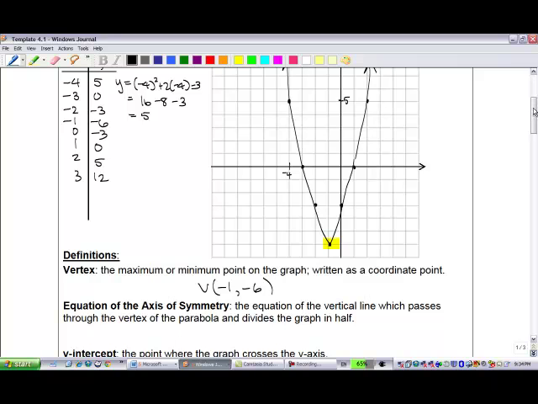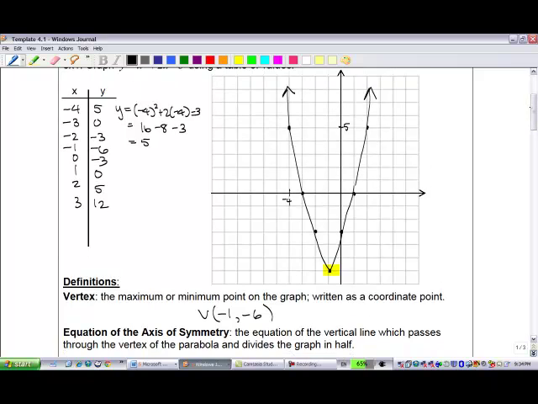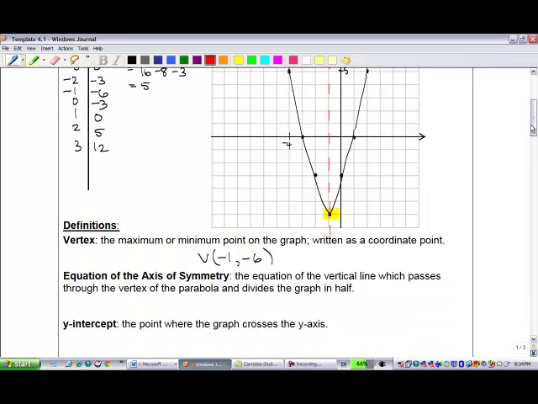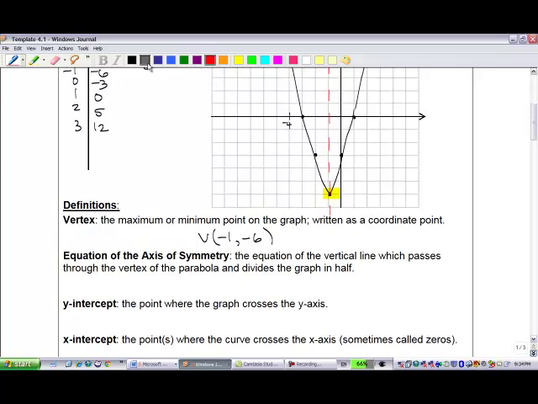The equation of the axis of symmetry. The axis of symmetry is an imaginary line which cuts our graph perfectly in half, so it's balanced nicely on the left and on the right. It's a vertical line, as you can see in red there. So that vertical line is of the form x equals, because vertical lines always have the same x value, whereas the y value changes, and it looks like it's -1. And we can see that it's always the x coordinate of the vertex.